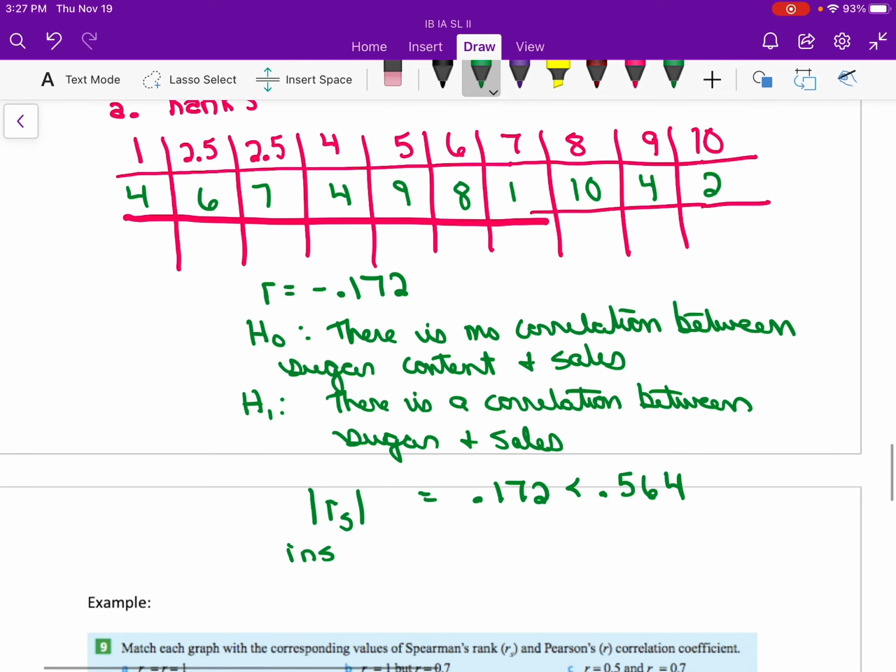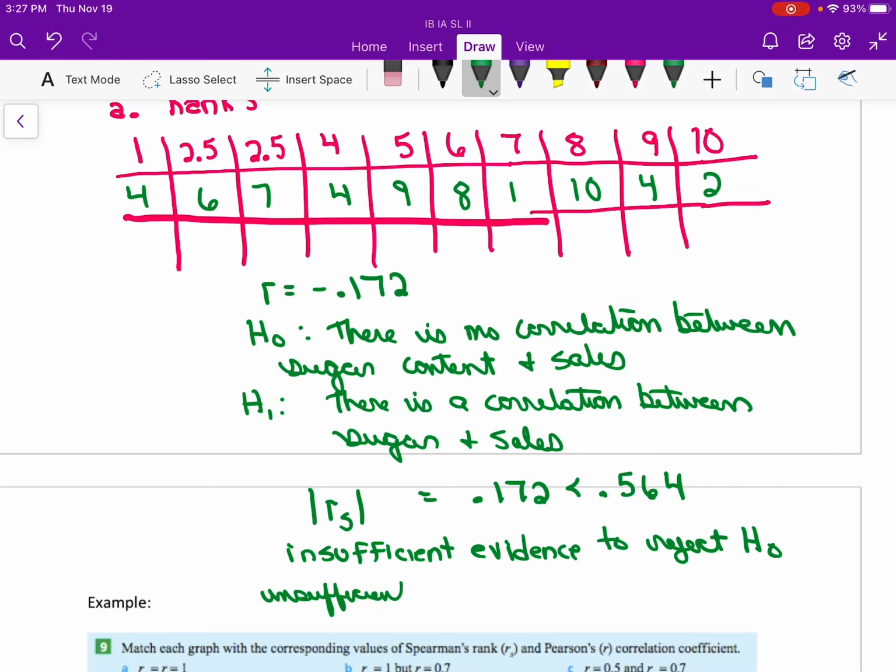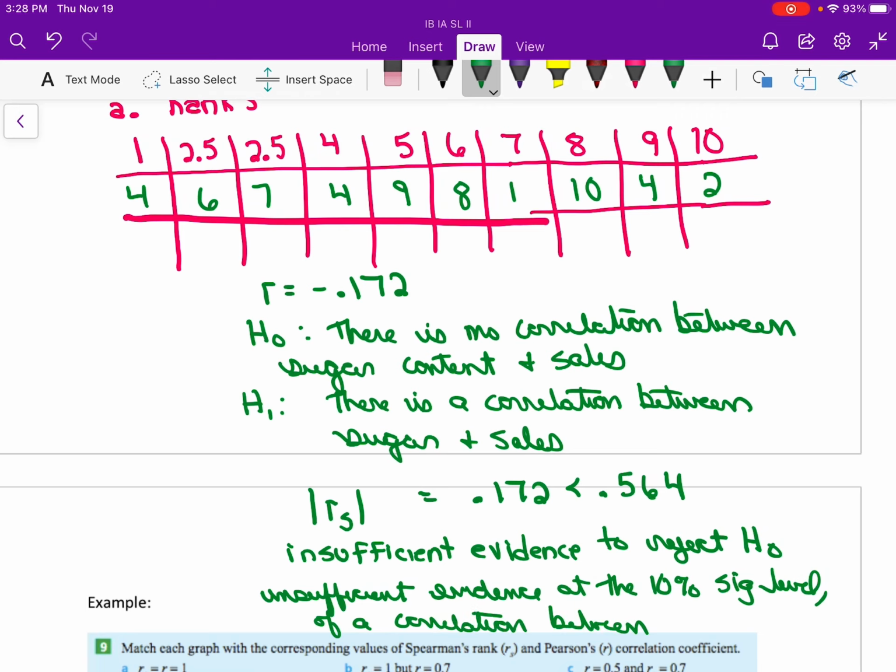So there is insufficient evidence to reject H sub naught, which means there is insufficient evidence at the 10% significance level of a correlation between sugar and sales.